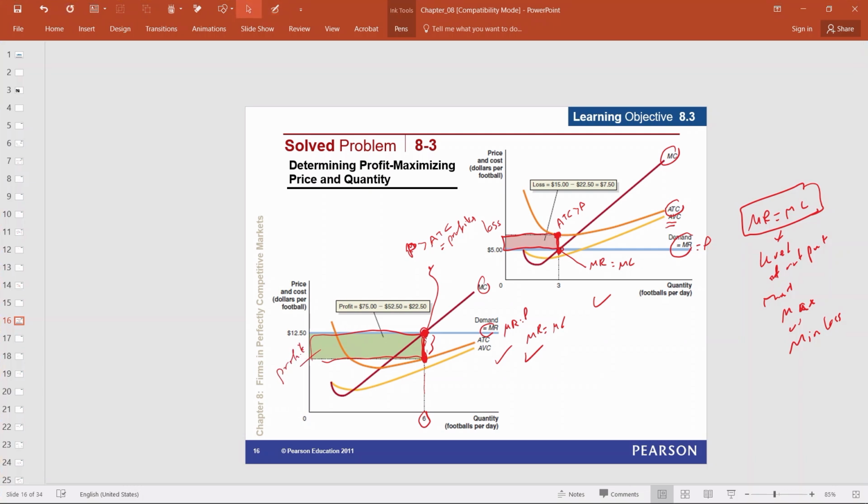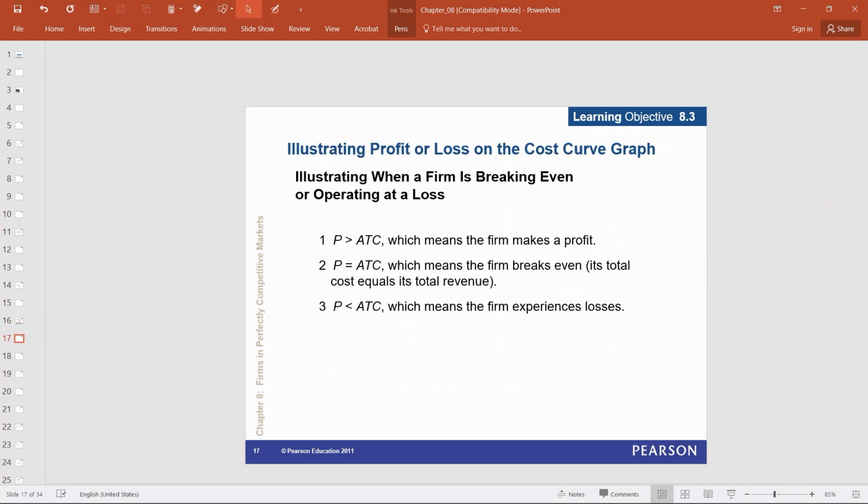This is what we just said. If price is greater than average total cost, this means profits. If they are equal, then this is called break even. And if price is less than average total cost, this firm is going to incur losses.